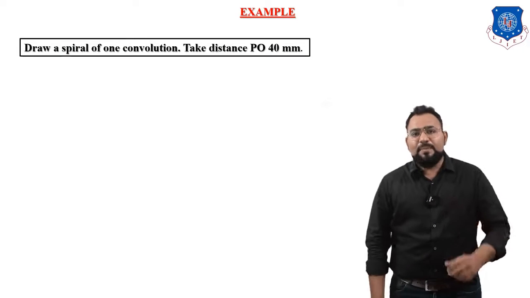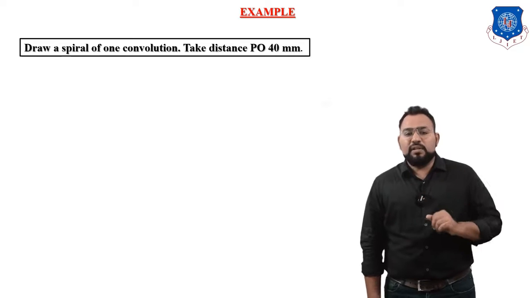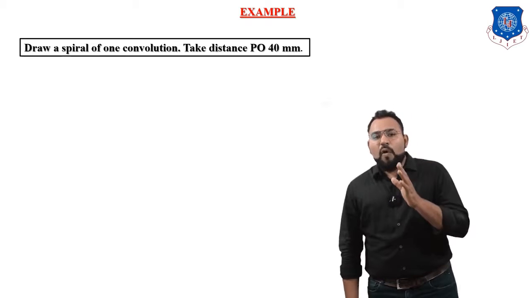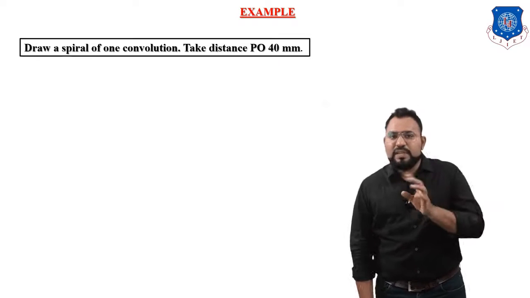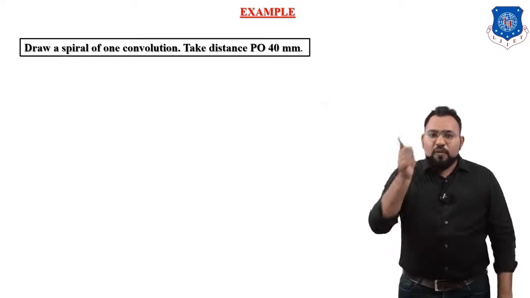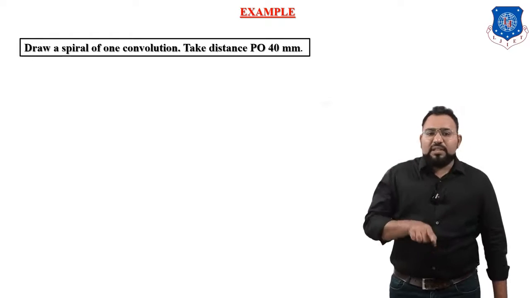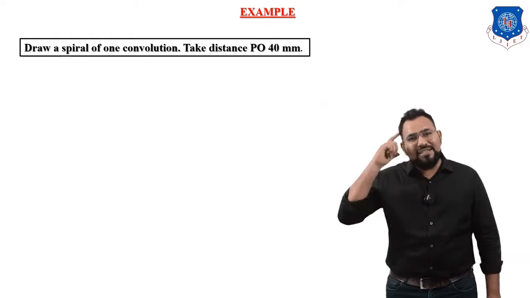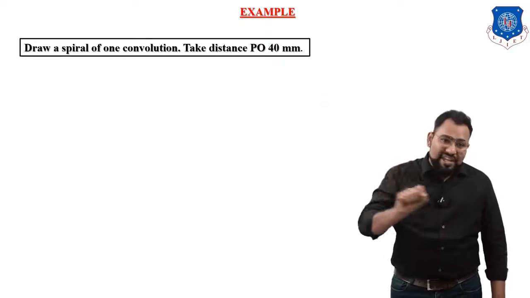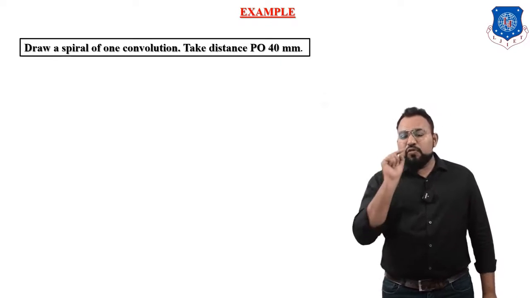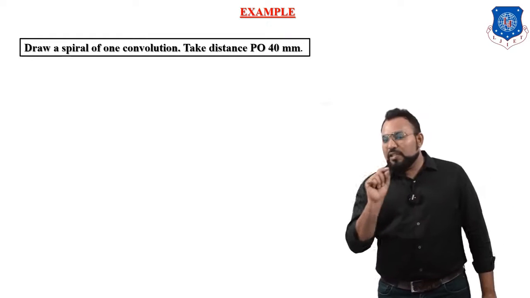Here the example is, draw a spiral of one convolution. Take a distance PO 40 mm. Now here it says one convolution. When he says one convolution, he's talking about one complete revolution, or you can say 360 degree rotation. One convolution means one complete revolution of 360 degree. So we have to draw a spiral of one complete revolution of 360 degree and take a distance PO 40 mm.